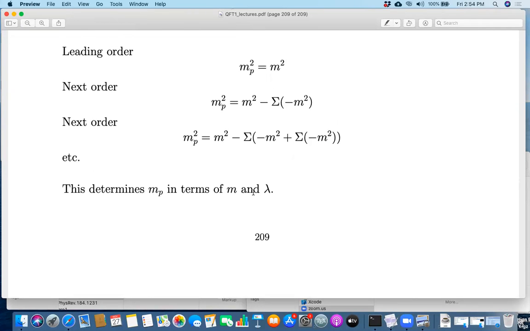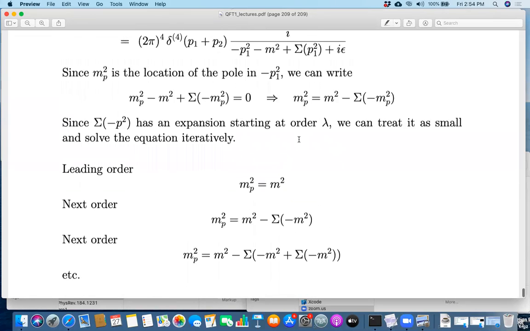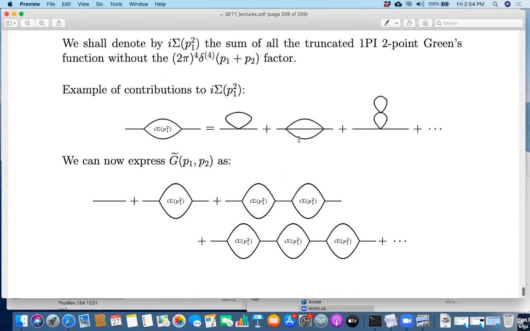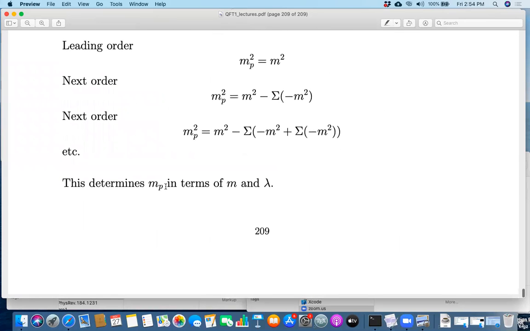Now, as I have already emphasized earlier, this relation is divergent, right? Because sigma has divergences. All these diagrams that you see that contribute to sigma are all divergent. So in that sense, it's not really that you can calculate mp in terms of m. But what it allows you to do is that once you regulate the divergence, it gives a relation between mp and m, but that relation involves the ultraviolet cutoff, capital lambda. And then you have to carry out this procedure for renormalization. So that helps us in expressing other physical quantities in terms of mp at the end.